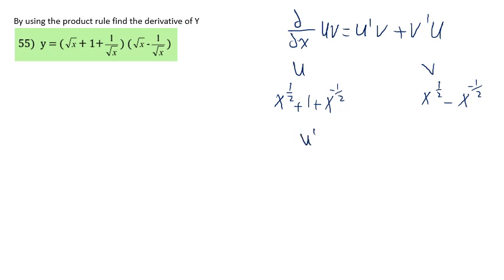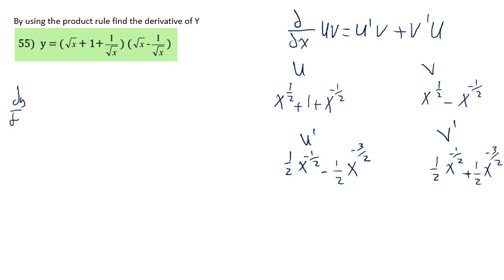u dash will be half x to the power of negative half minus half x power negative 3 over 2, and v dash is half x to the power of negative half plus half x power negative 3 over 2. Now let's write dy by dx.